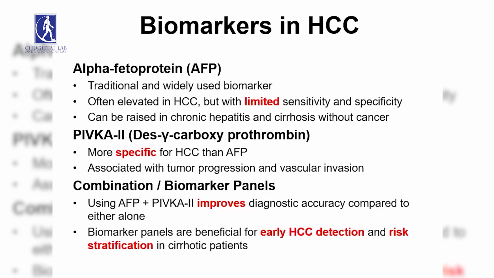PIVKA-II, also known as des-gamma-carboxyprothrombin, is more specific for hepatocellular carcinoma than alpha-fetoprotein, and is associated with tumor progression and vascular invasion. A combination or biomarker panel using alpha-fetoprotein with PIVKA-II improves diagnostic accuracy compared to either alone. Biomarker panels are beneficial for early hepatocellular carcinoma detection and risk stratification in cirrhotic patients.